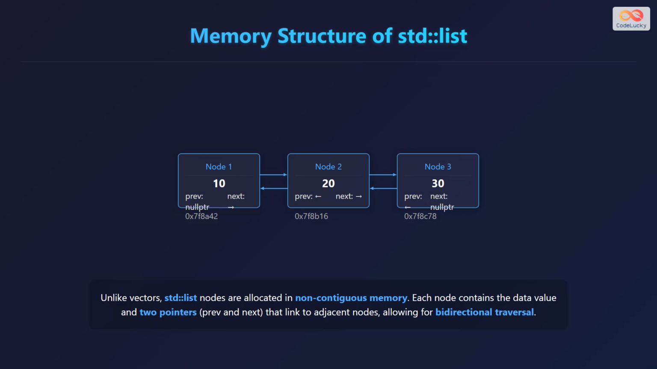For example, node 1 contains the value 10 and a pointer to the next node, while its previous pointer is null or nullptr. Node 2 contains the value 20 and pointers to both the previous and next nodes. Node 3 contains the value 30, a pointer to the previous node, and a null pointer for the next node.